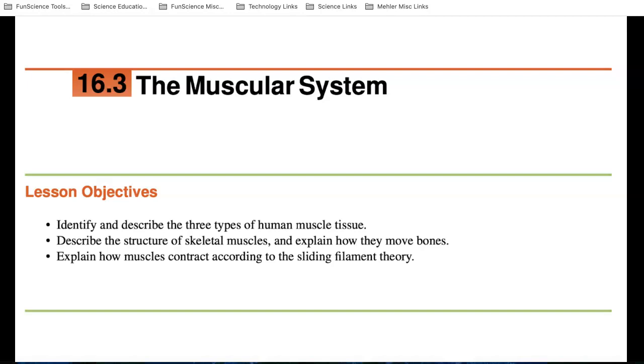Hello, and welcome to the screencast for the muscle system in 16.3, and we'll also look at the skin or the integumentary system in 16.4. So for the muscular system, let's take a look at the objectives. We're going to identify the three types of human muscle tissue. We're going to look at the structure of skeletal muscles and explain how they move, and explain how muscles contract according to the sliding filament theory. So let's get started.